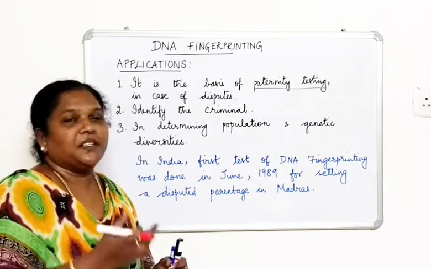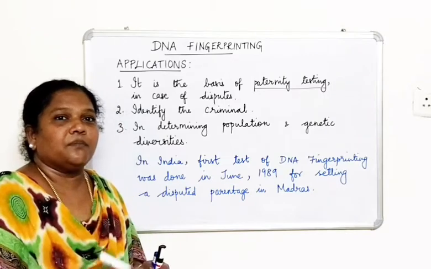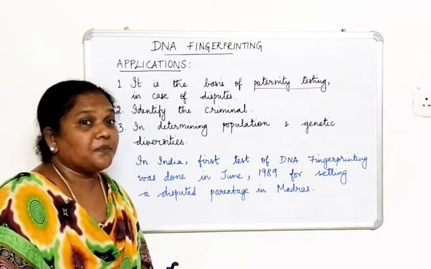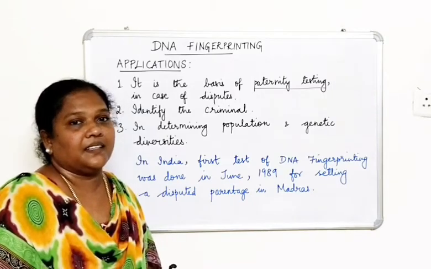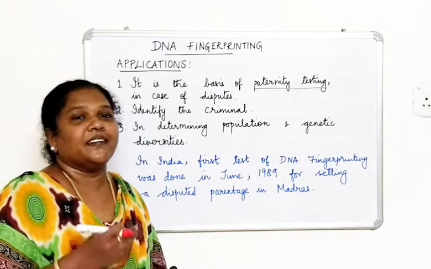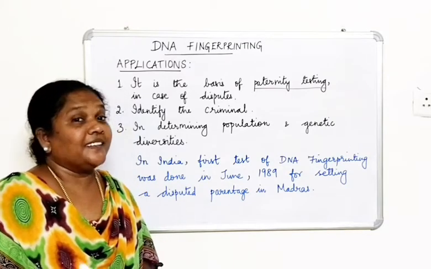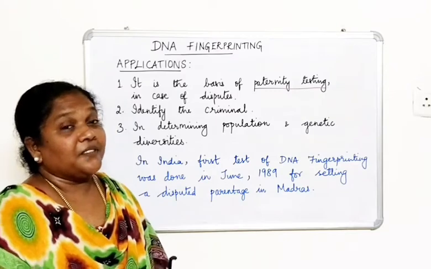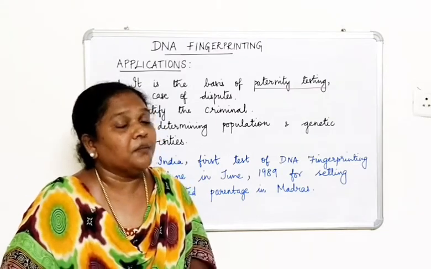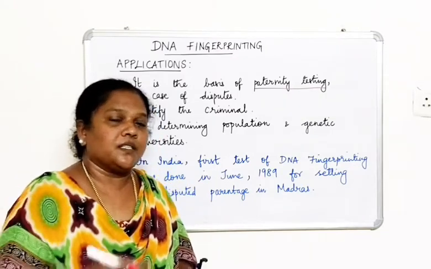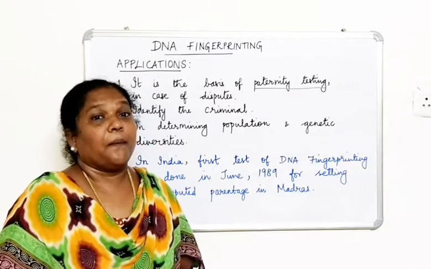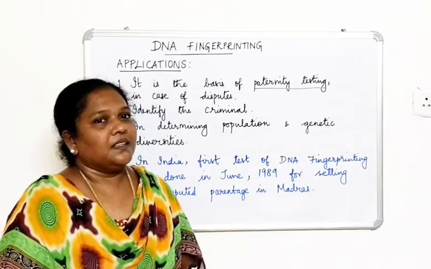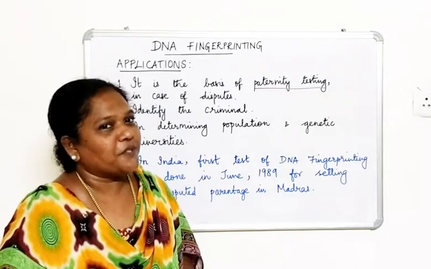Why? What did we learn in the last class? Variable number of tandem repeats, which are present in the satellite DNA, show a very high degree of polymorphism. And we have studied that even though it shows a high degree of polymorphism, it is inheritable. They are non-coding sequences which do not code for anything, but still it is inheritable. They are transferred from the parents to the offspring.